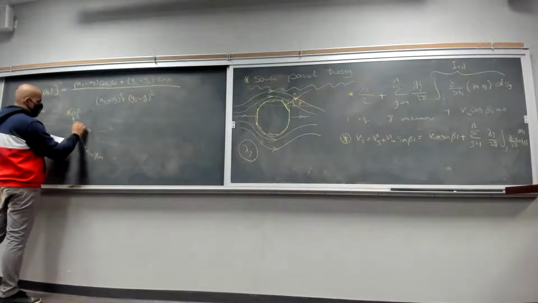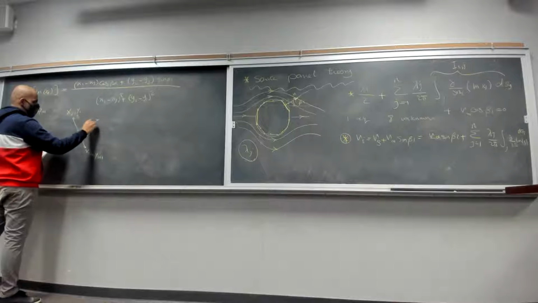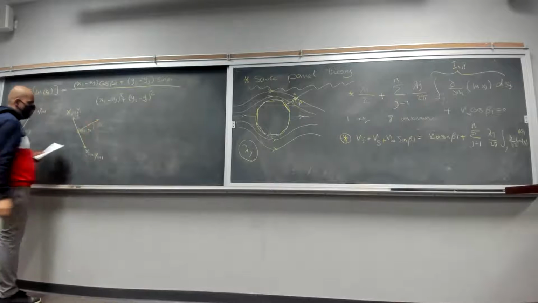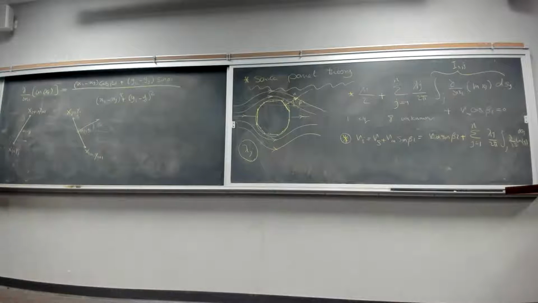The flow direction is this. Normal to the flow direction, this will be giving you your beta I. Here, the flow direction is this. Normal to the flow direction is this. What is our beta here? Which of these angles is going to give us the beta? Exactly. This one is going to be beta j, right?